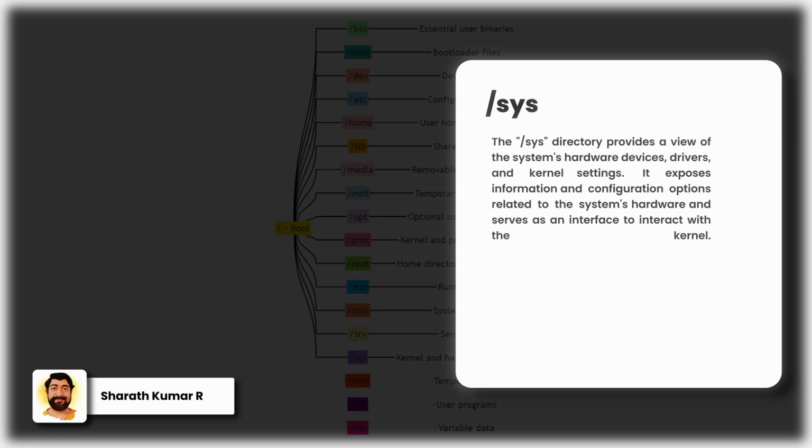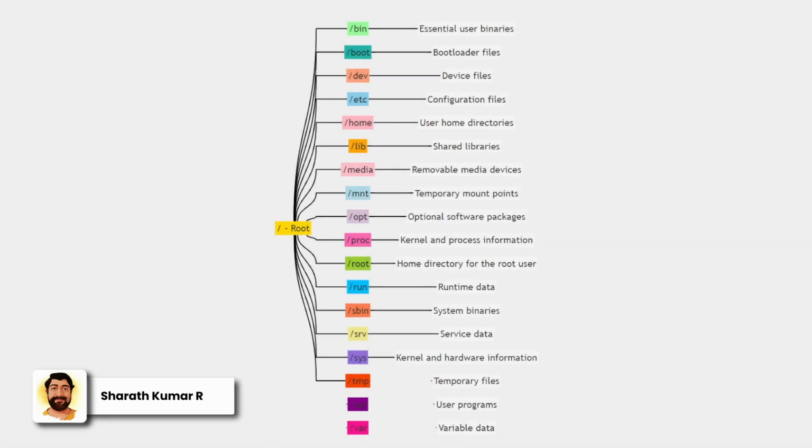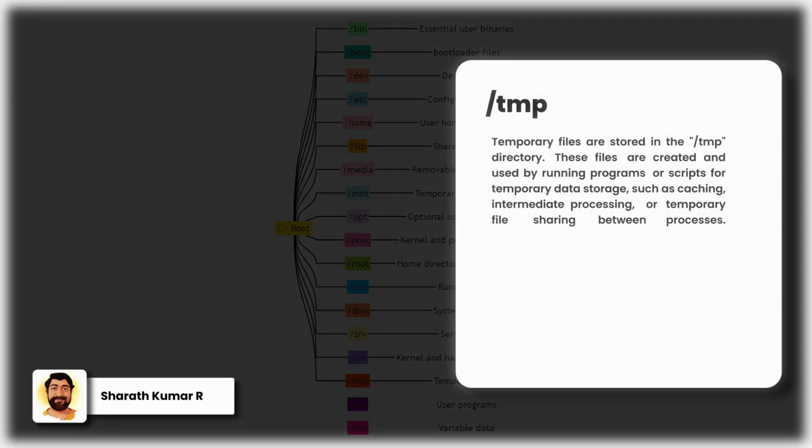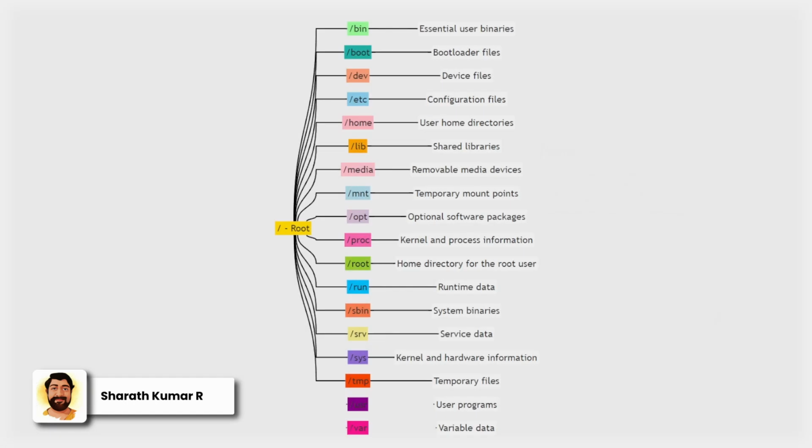It exposes information and configuration options related to the system's hardware and serves as an interface to interact with the kernel. Temporary files are stored in the tmp directory. These files are created and used by running programs or scripts for temporary data storage, such as caching, intermediate processing, or temporary file sharing between processes.